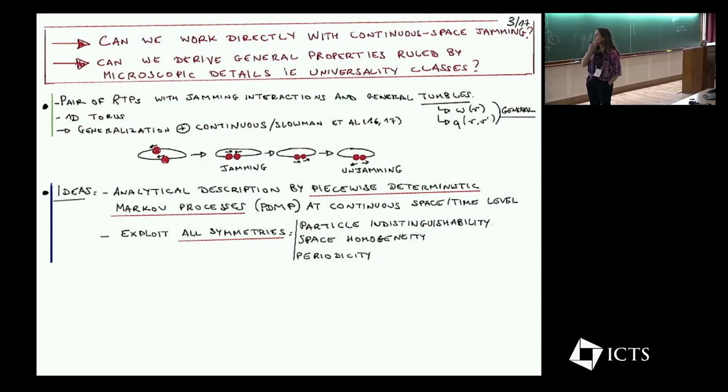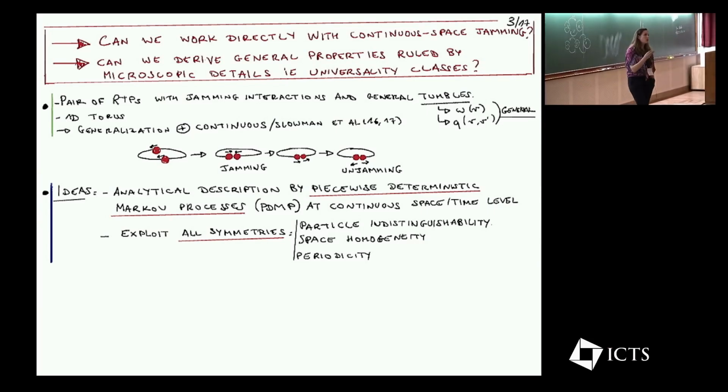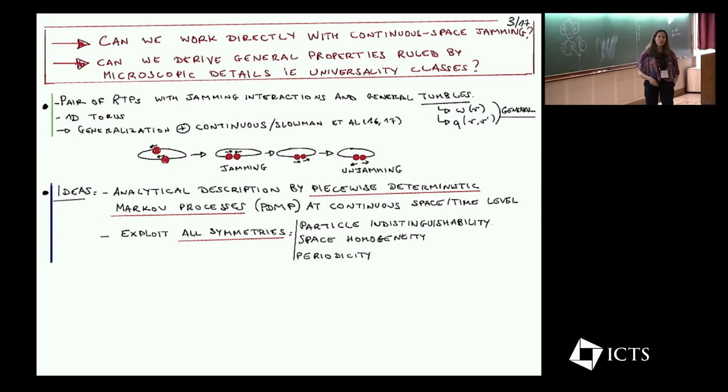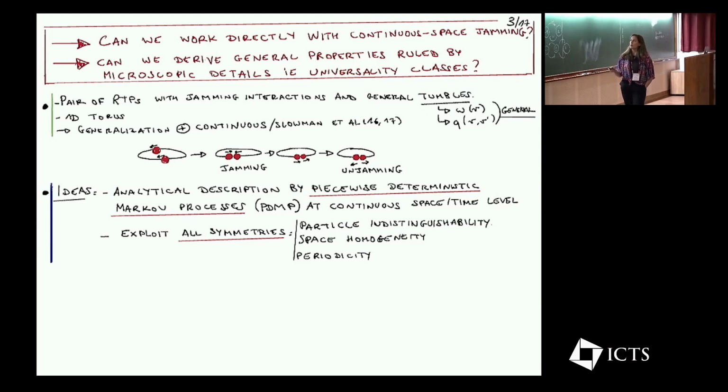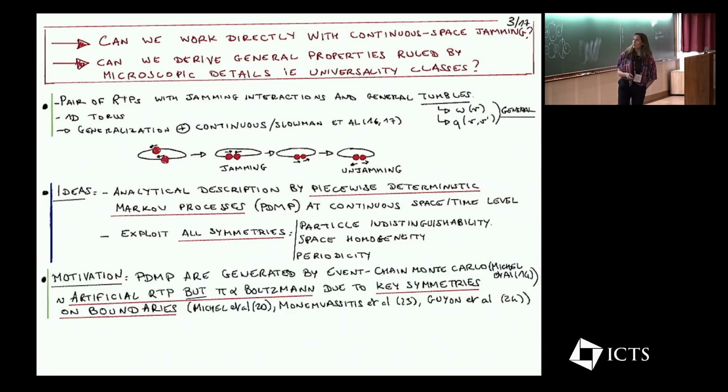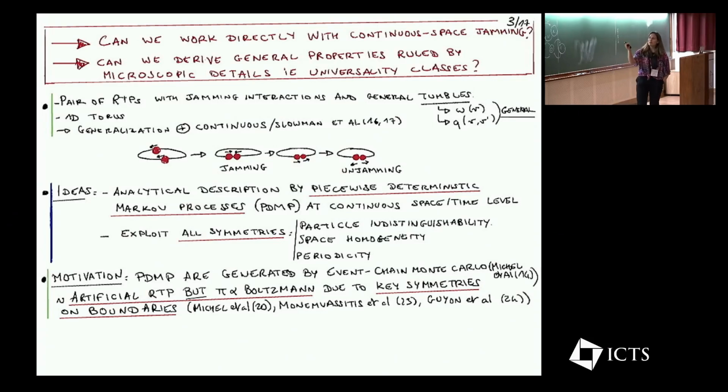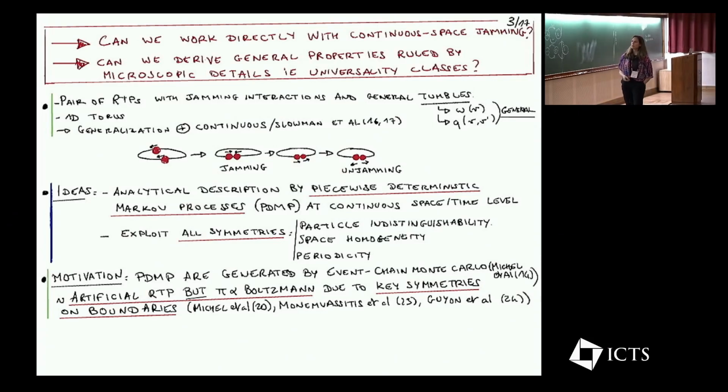So it's like the little bacterium is moving, then it goes to zero and then changes direction at some point. Here, the main point is a new analytical approach, which is to use the formalism of piecewise deterministic Markov processes, which are quite well known in probability, but I didn't encounter a single physics paper that knows them. So I'm going to explain what they are. The point is to exploit all the possible symmetries: on this 1D torus with identical RTPs, you need to exploit the particle indistinguishability, the space homogeneity, and the periodicity.